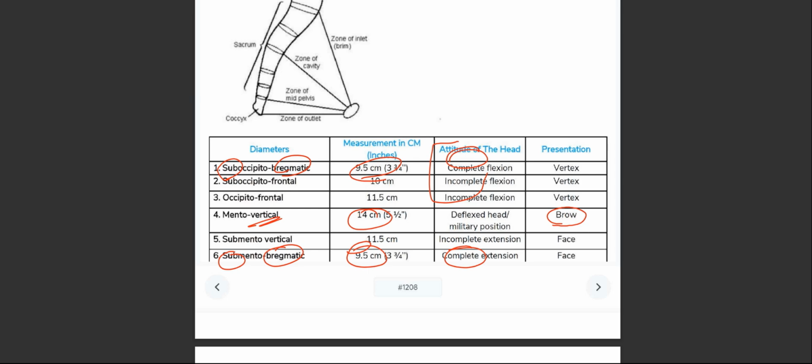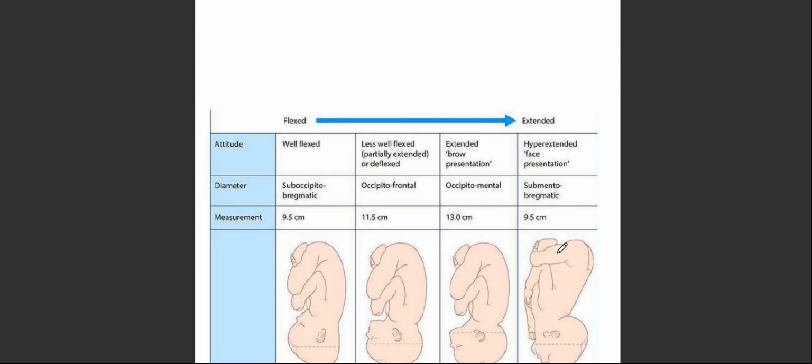Then next, last slide, that is for the well flexed head representing the vertex position. Vertex presentation means sub-occipito-Bregmatic diameter, which is 9.5 centimeter. Less well flexed head, that is partially extended head, is occipito-frontal diameter, which is 11.5 centimeter. Extended brow presentation is occipito-mental, which is 14 centimeter, not 13 centimeter. And hyperextended face presentation is sub-mento-Bregmatic diameter, which is 9.5 centimeter.